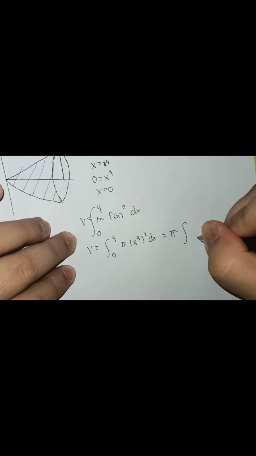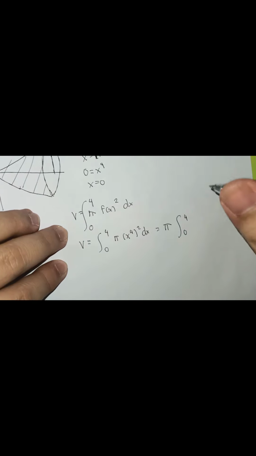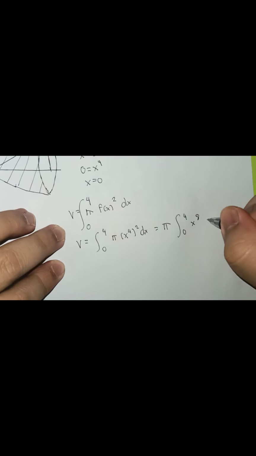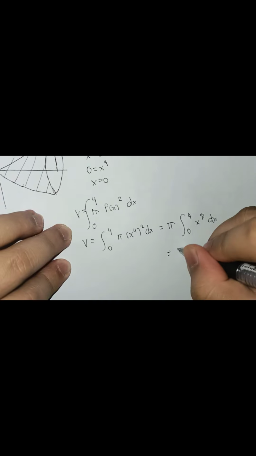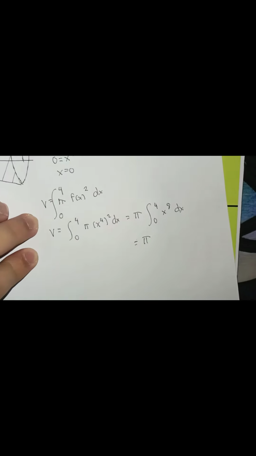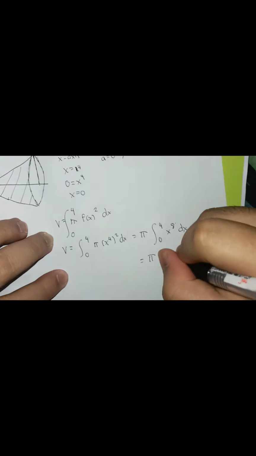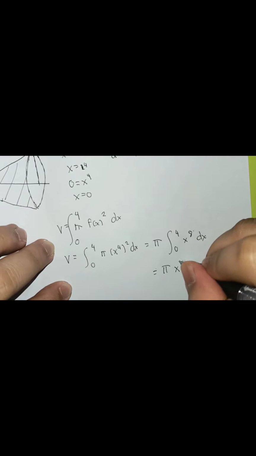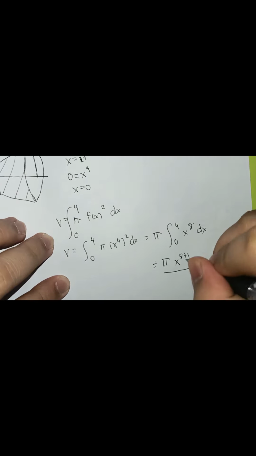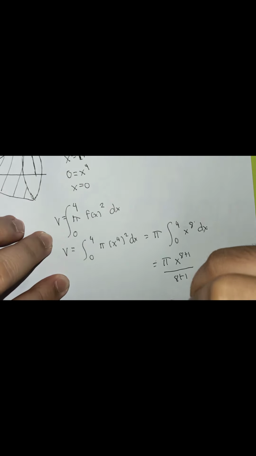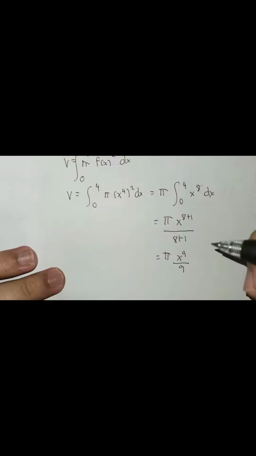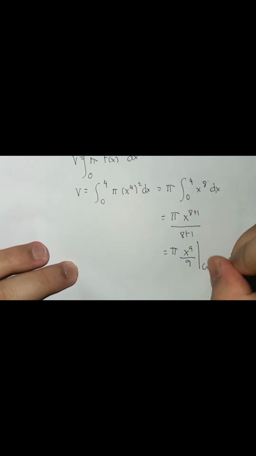And then it will become pi integral from 0 to 4 of x to the 8 dx, equals pi, and then we will integrate it. Just add plus 1 here, 8 plus 1. It will now become the integral of x to the 9th power over 9, evaluated from 0 to 4.